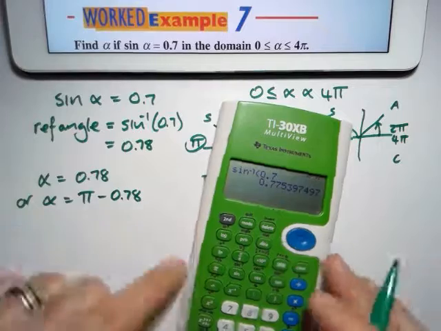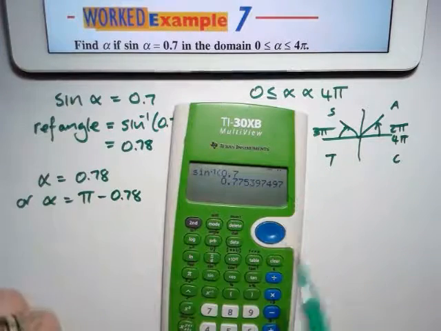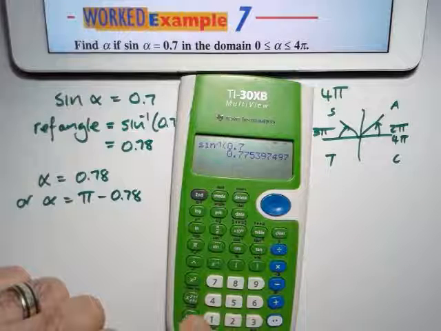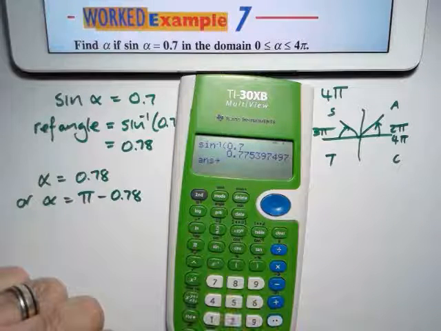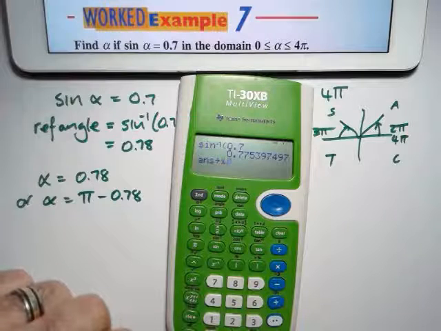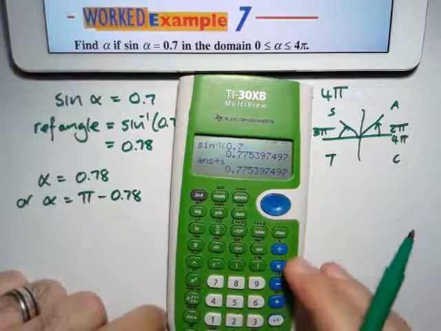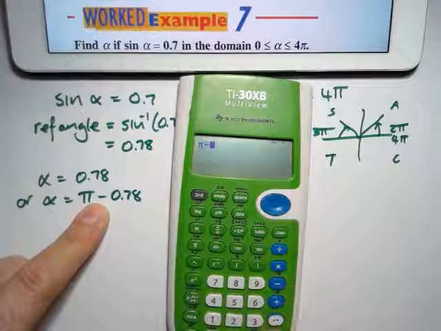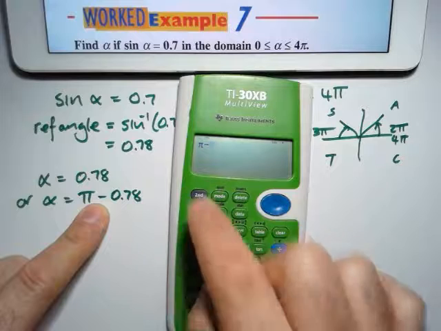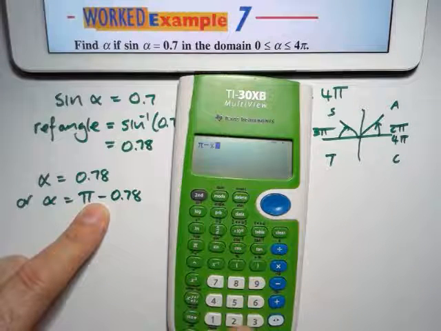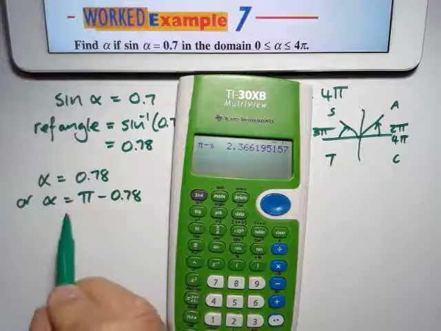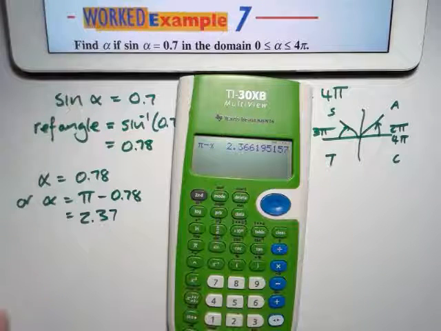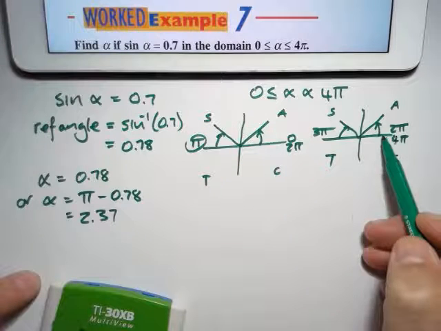On my calculator, because I'm going to use 0.78 a few times, I'm going to store it. And just a reminder how to store that value. I'm going to say store, and I'm going to store it as x, enter, and it shows x is 0.775. Now if I say pi take away, and I don't have to recall, all I have to say is x, and my answer equals 2.3, and I round that off to 2.37. It's also in my quadrant here.